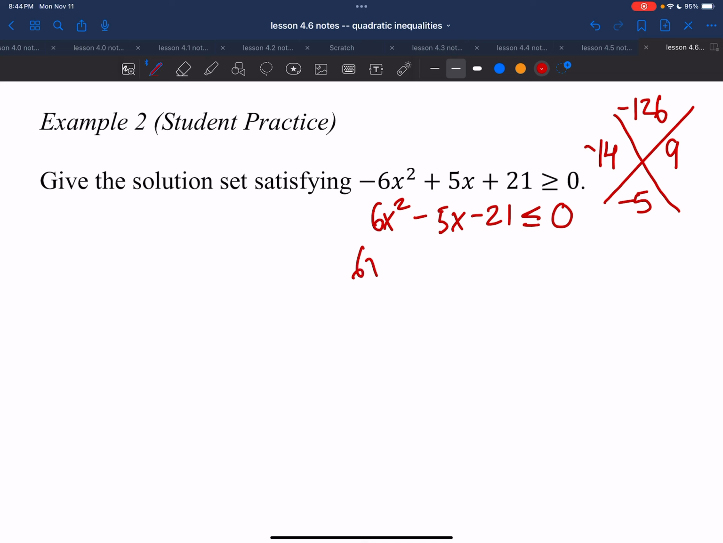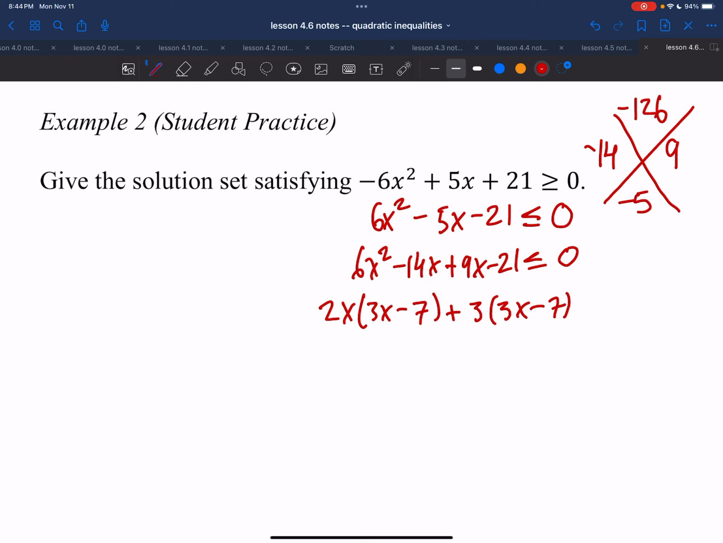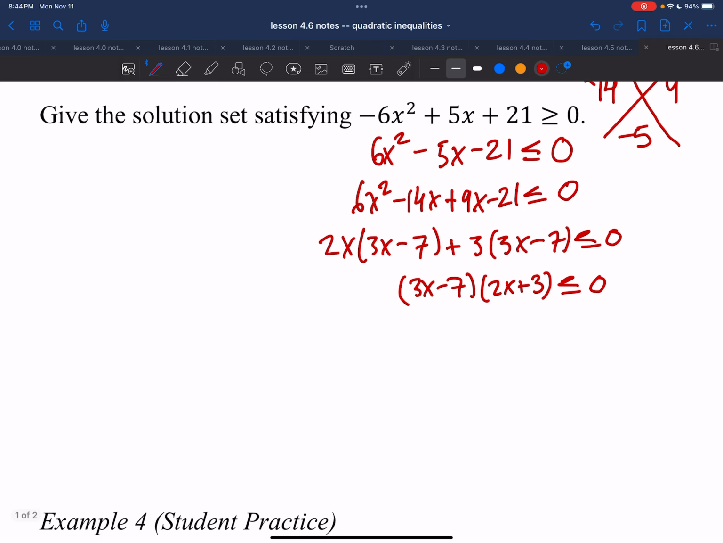This means I can factor it by grouping. Don't you love to see it? GCF of the first two terms, you should get 2x, and then 3x minus 7, plus GCF of 3, and then 3x minus 7 again. Perfect. So that's 3x minus 7 and 2x plus 3, equals 0. I'm just trying to find the roots, right? Finding the roots, number line, and then see what the parabola looks like.